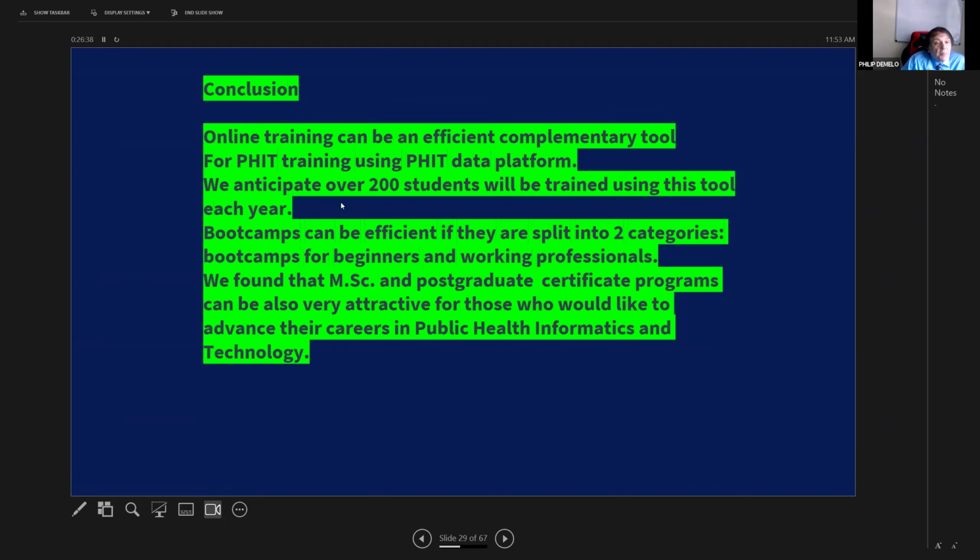So boot camps can be efficient if they are split into two categories: boot camps for beginners and for working professionals. Beginners sometimes have very initial background knowledge, while working professionals are already working in different areas related to public health informatics, and it has to be a little bit different program. Then we found that the Master of Science and postgraduate certificate programs can also be very attractive for those who would like to advance their careers in public health informatics and technology. That is the conclusion we made in terms of workforce development.